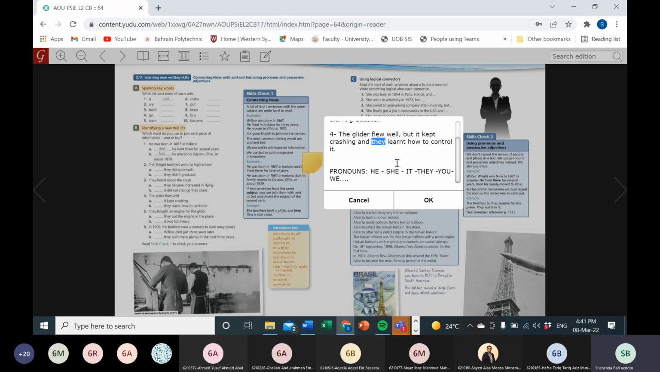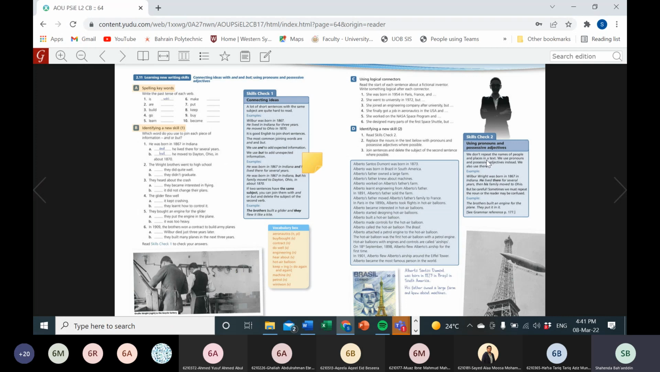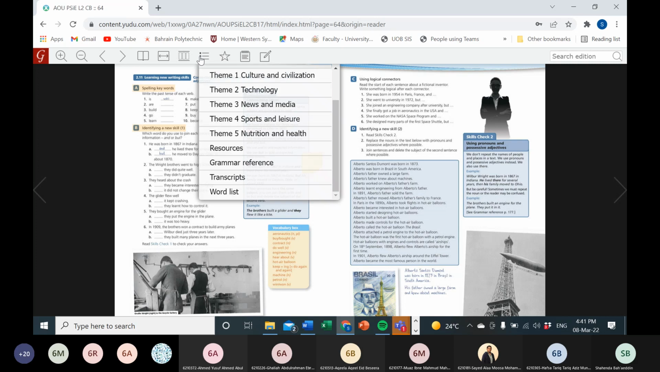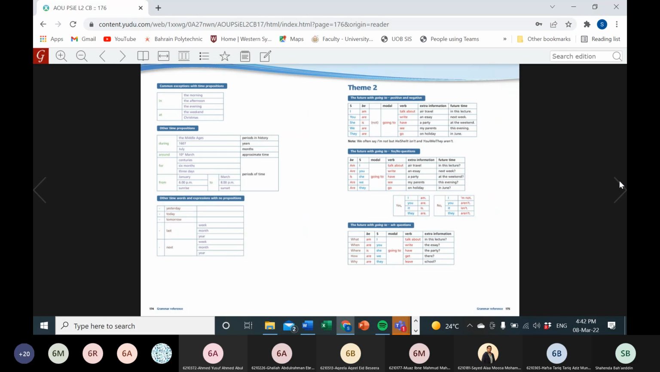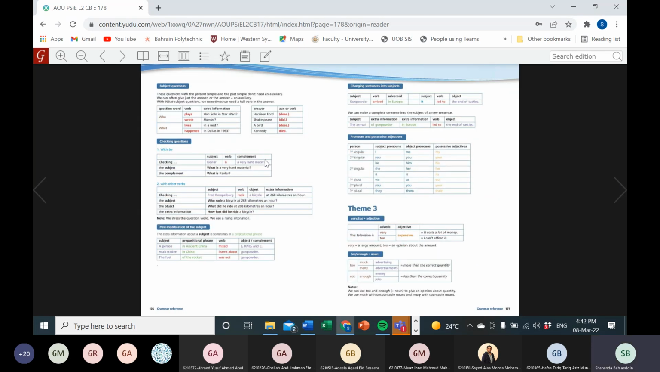Why we use pronouns? Instead of repeating the nouns, and instead of saying the Wright brothers, we use they, or instead of saying the glider, it is it. This is one thing. Then we have what we call, look at this skills check, possessive adjectives. Possessive, possession, الملكية. I will take back my words.